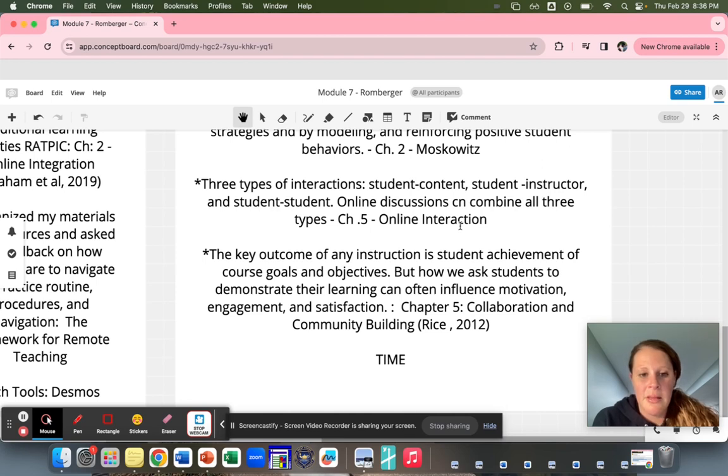And then it says the key outcome of any instruction is student achievement of course goals and objectives. But how we ask students to demonstrate their learning can often influence motivation, engagement, and satisfaction. And that's from chapter 5, Collaboration and Community Building from Rice. This stood out to me because I feel like it involves, right, could it be that we're using AI? Could it be that we're using a tech tool that gives them choice? Could it be that we are really looking and focusing on their social and emotional well being? All of those things, I feel like that statement takes everything that we've talked about in this course, and it just really hit home with me.